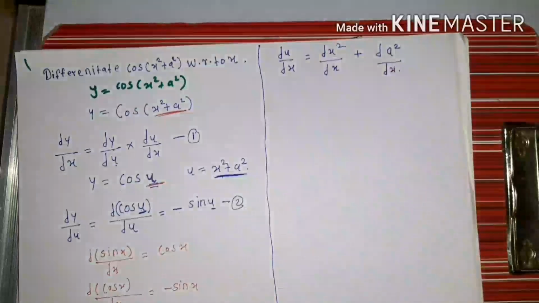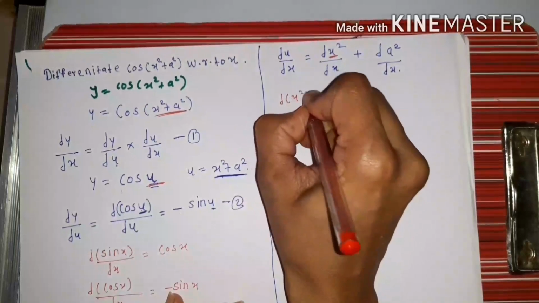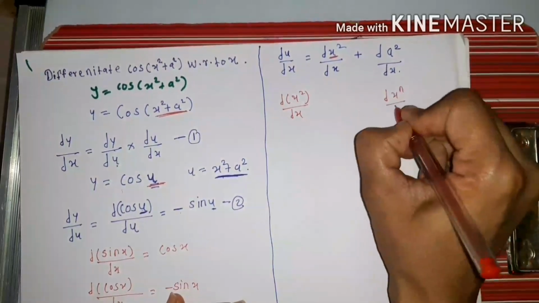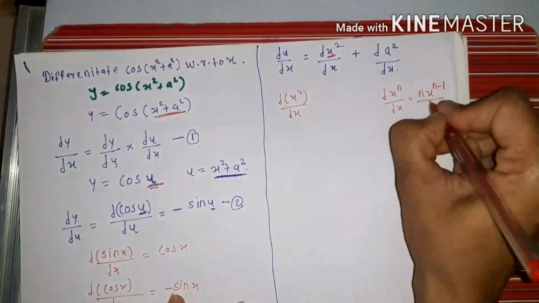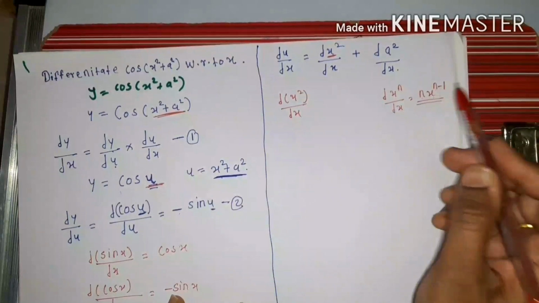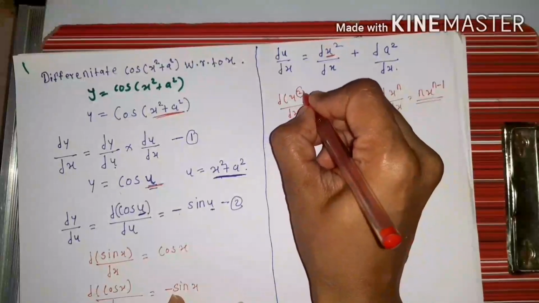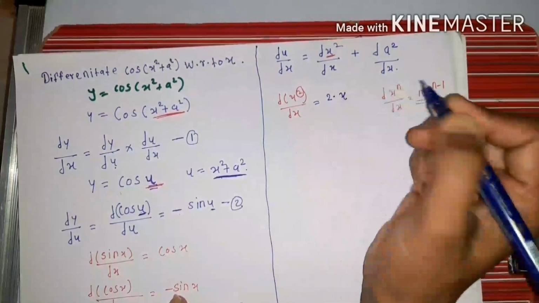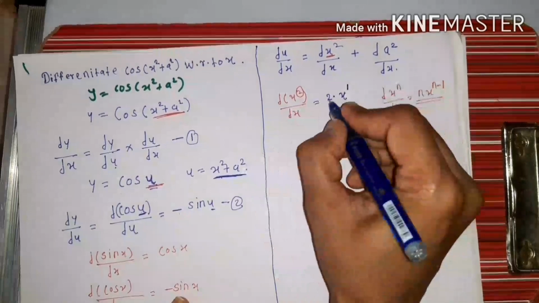Now we will find the differentiation of x square by using the formula for x raised to n. Differentiation of x raised to n is n into x raised to n minus 1. This is the formula. Here n equal to 2, and therefore this is equal to 2 into x raised to 2 minus 1, that is 2 into x raised to 1, and therefore this is 2x.